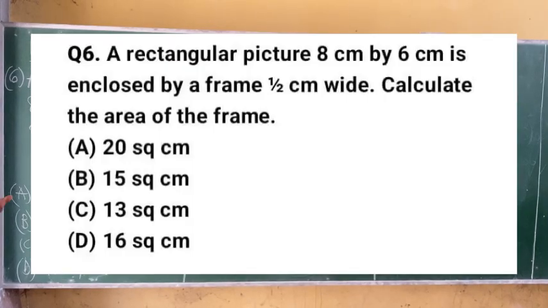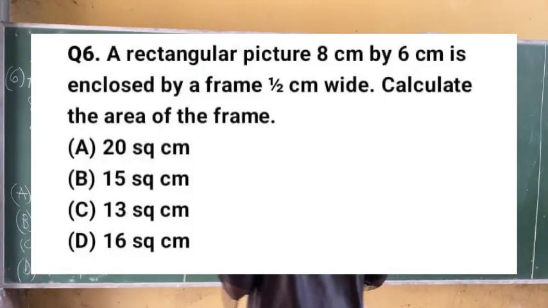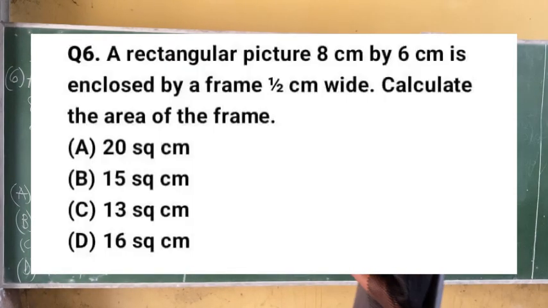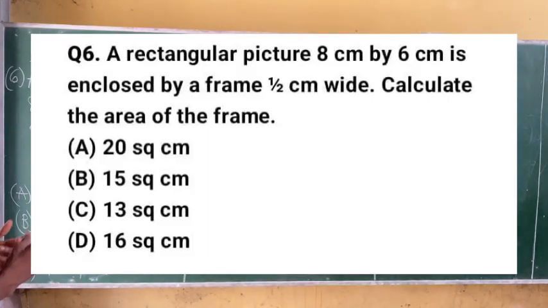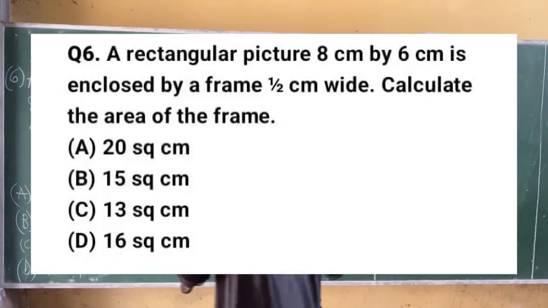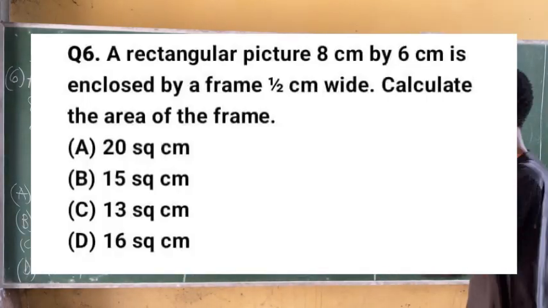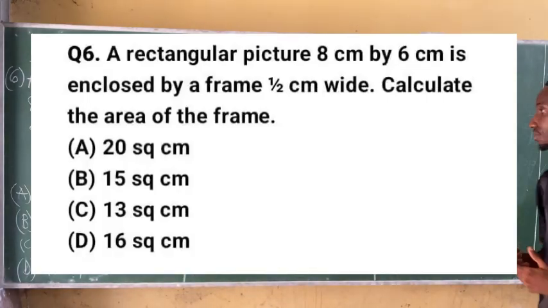Question 6 is a very beautiful question. It says, a rectangle picture 8 cm by 6 cm is enclosed by a frame half cm wide. Calculate the area of the frame.